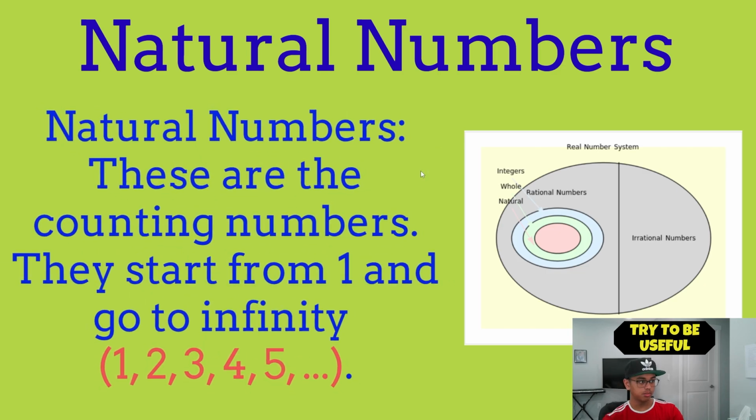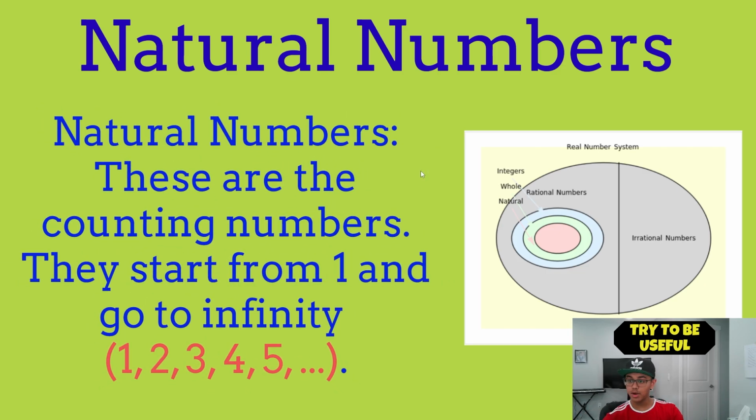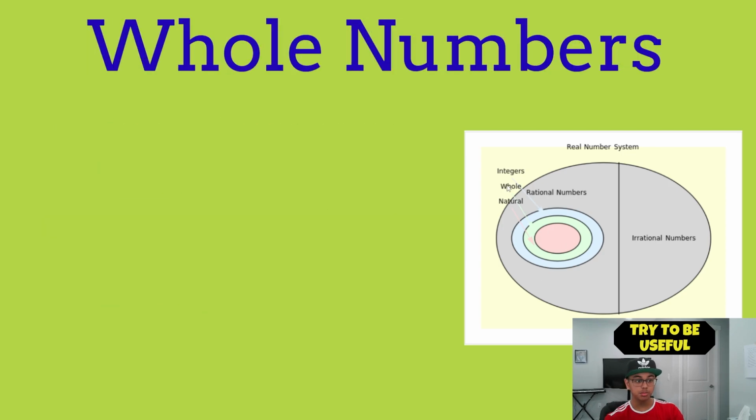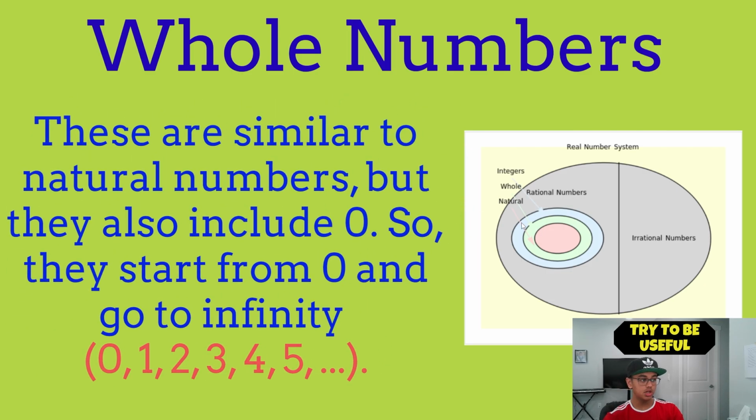So what are natural numbers? Natural numbers are the counting numbers. They start from 1 and go all the way to infinity. So the first part inside of rational numbers are natural numbers, and the next part that is bigger than natural numbers are whole numbers. You can see it's the green part. So what are whole numbers? Whole numbers are similar to natural numbers, but they also include 0. So it's basically from 0 to infinity. And that's what whole numbers are.